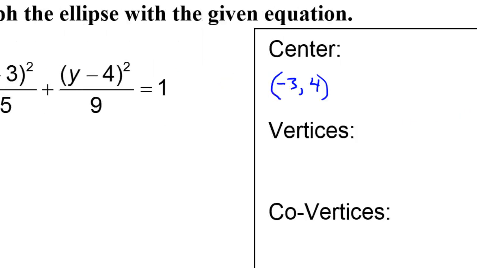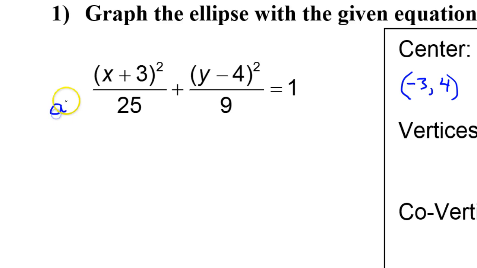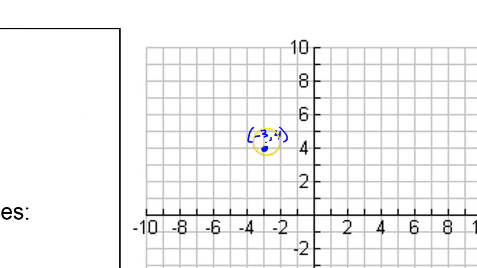All right, next let's find the vertices. Look for the bigger denominator to lead you to the vertices. We go ahead and call this bigger number a squared, which allows us to say that the a value is 5. Now this tells us two things. This is going to be the distance from the center to the vertices, but the fact that it's underneath the x squared term tells us that the a value, this 5, will be in the horizontal direction. So I'm going to be going left and right with my 5. And that's left and right from the center, from this point -3, 4.